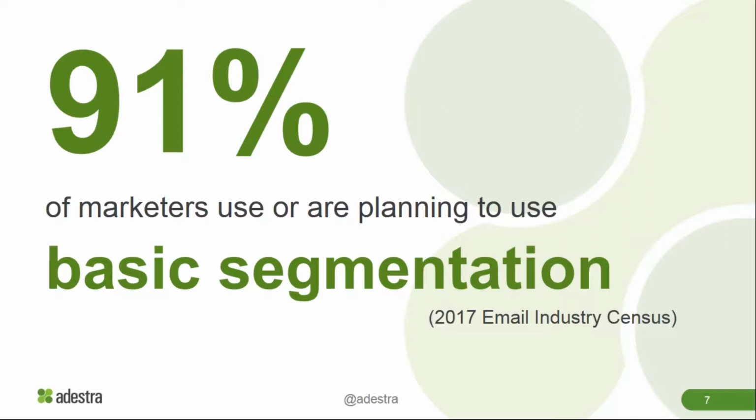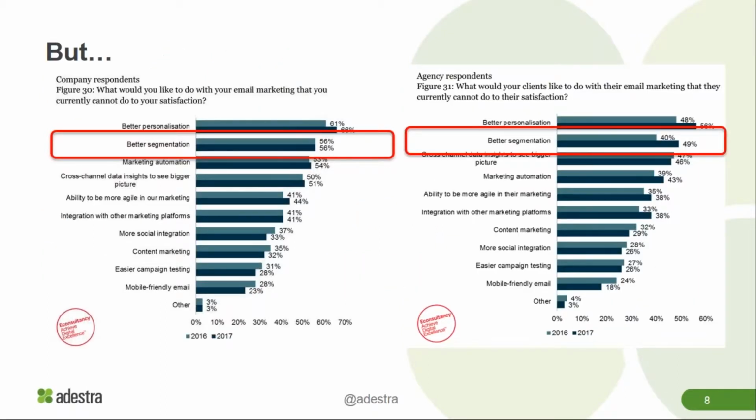Now, apart from being a marketing fundamental, though it's still widely underused, segmentation is on many marketers' minds. In our recent study with eConsultancy that we do every year, so this is our 11th edition, the Email Industry Census, we saw that 91% of marketers use or are planning to use basic segmentation. However, it's also something they're unhappy with. So we do our survey and then present the results with company or in-house marketers and also agency marketers. And we've seen that for both groups, better segmentation is the second one on the wish list. So, they're using it, but they know they could be doing better.